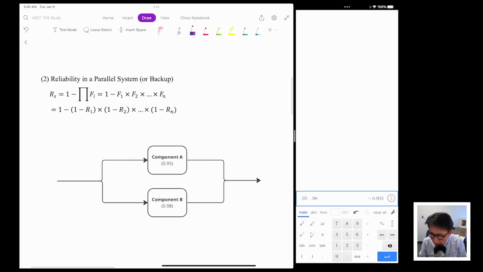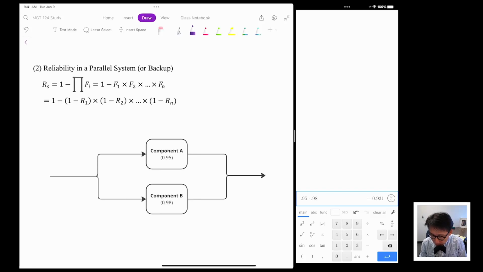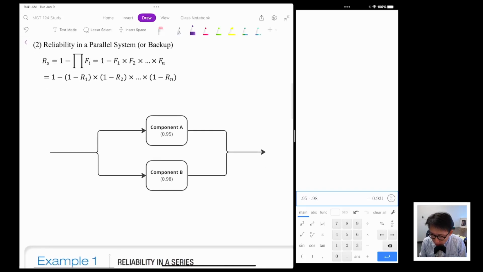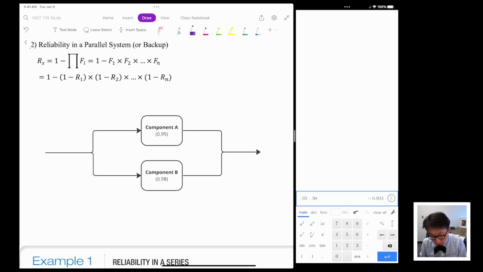Okay, then let's talk about the next system design. This is a parallel system, or in some cases it is also referred to as a backup system. I think your textbook refers to this as parallel redundancy or backup. Those are all somewhat similar. The idea here is that as long as one is up and running, the entire system is working. Think about that. That's the definition of backup, right? If you have one backup, that means if the original one died or is not reliable, the other one will jump in and make the system still very, very reliable. So that's basically the story here.